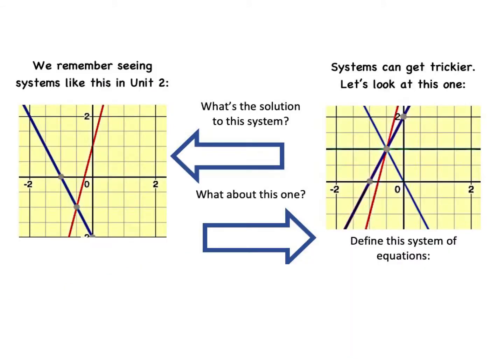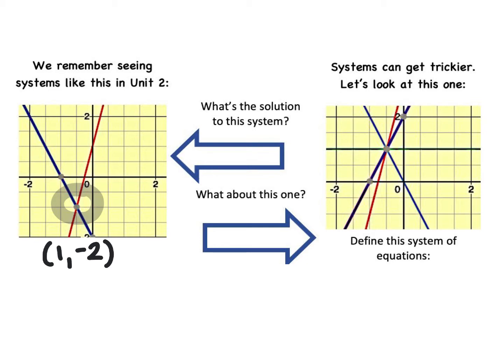So we remember seeing systems like the one on the left in Unit 2. And first of all, what's the solution to this system? Hopefully you remember that it's the point that is in common. So this ordered pair would be a solution, and it would be the ordered pair 1, -2. It's the x and y value that satisfy both the blue and red line.